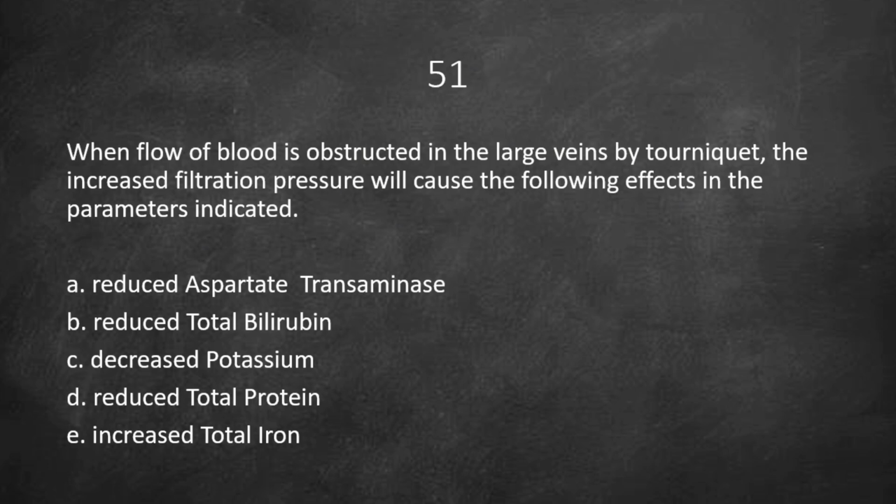Question 51. It says that when flow of blood is obstructed in the large vein by tourniquet, the increased filtration pressure will cause the following effect in the parameters indicated. A. Reduce aspartate transaminase. B. Reduce total bilirubin. C. Decrease potassium. D. Reduce total protein. And then E. Increase total iron.